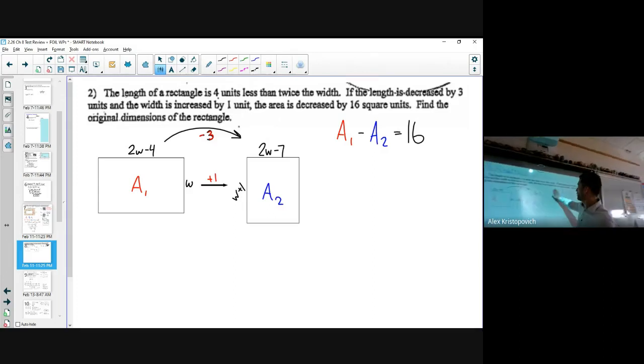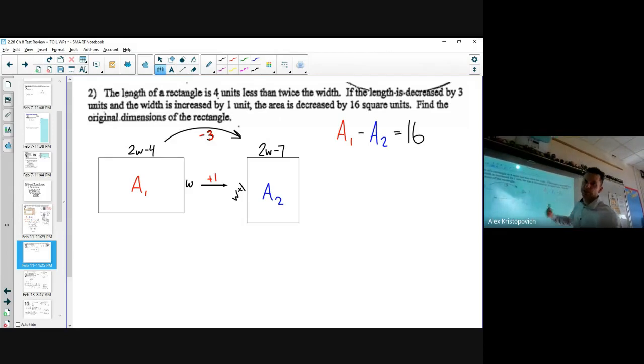Technically, you can also do A1 minus 16 because it's decreased by 16, and you'll get area 2. So A1 minus 16 equals A2. That technically works as well. But this one looks pretty good. Let's go with it. So we want to go ahead and find the area of 1.